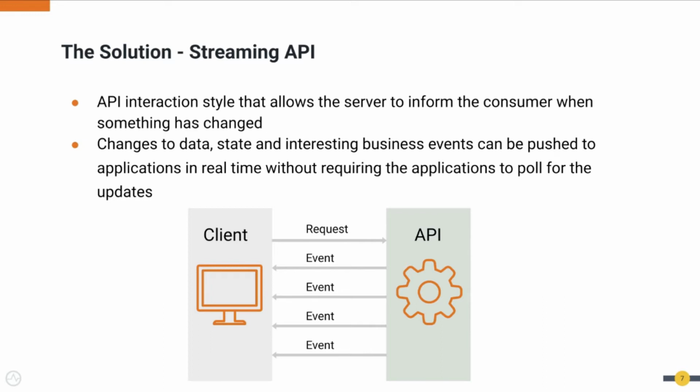As shown in the following diagram, first, the client initiates a connection with the server. Upon initiating the connection, when the server receives an event, it immediately sends the event to the client without requiring the client to poll for the data. Because of this, the changes to the data or the state and interesting business events can be pushed to the applications in real time without requiring the application to poll for the updates.